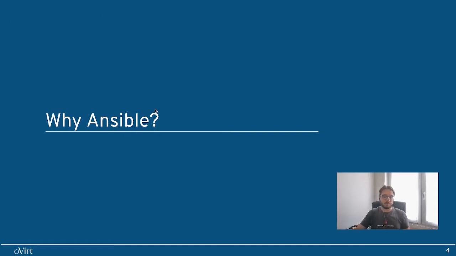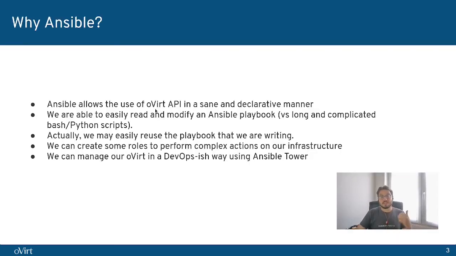Why we choose Ansible? Ansible lets us interact with the oVirt API in a sane and declarative manner. This means that we don't have to code the request part of the interaction. We don't have to code and manage the response part of the interaction with the oVirt API, because it's managed by Ansible modules. So we don't have to write or read long and complicated Bash or Python scripts, or whatever language you prefer to write.